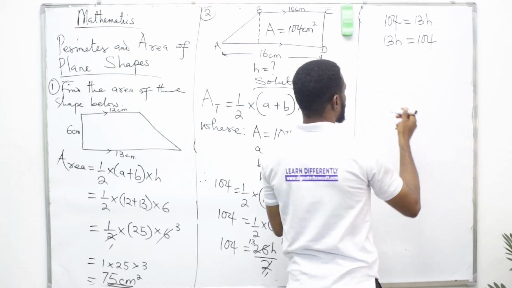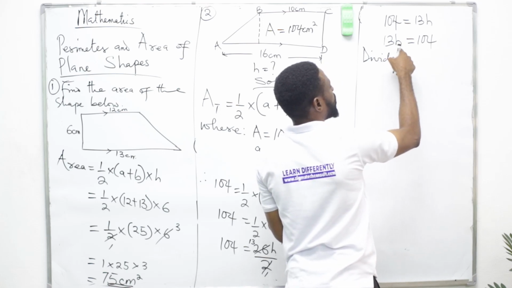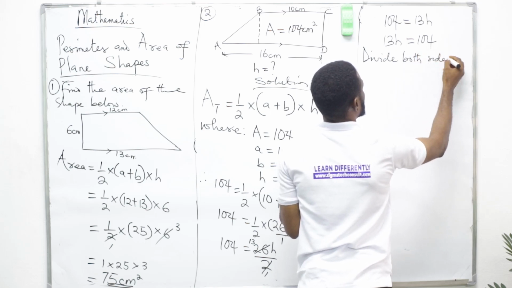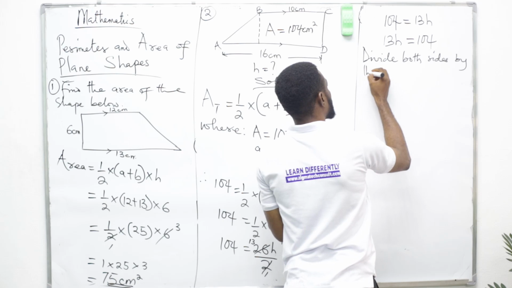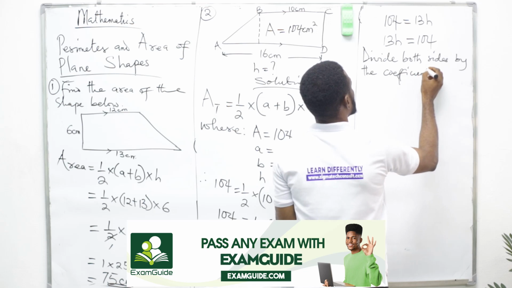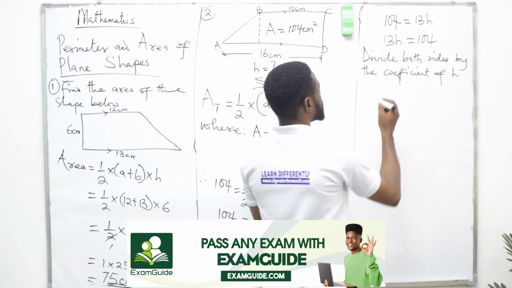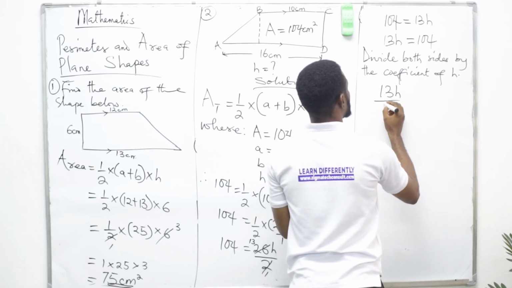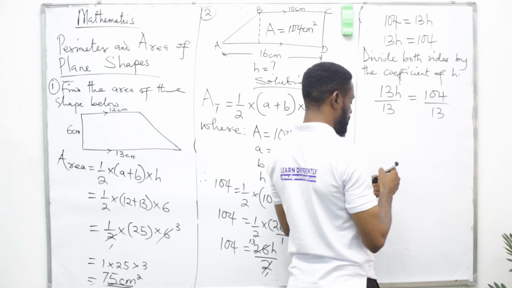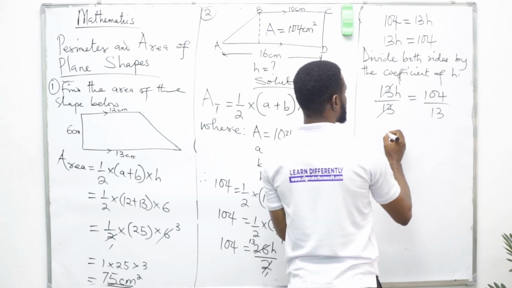So what do we do? Divide. Remember, we want h to be alone. So we can divide both sides by the coefficient of h. The coefficient of h is 13. So this is 13h over 13 is equal to 104 over 13. You get that? So this removes this. 13 in 13 is 1. 1 times height is height.